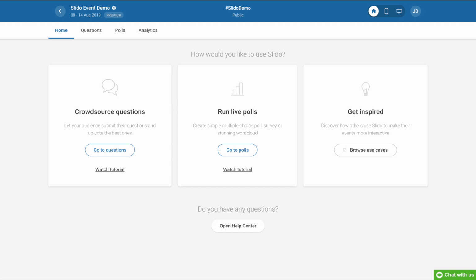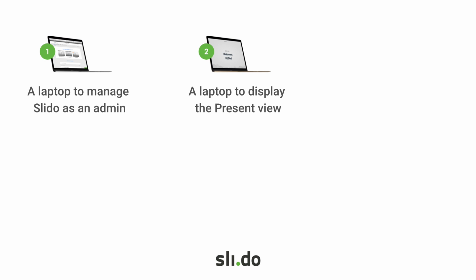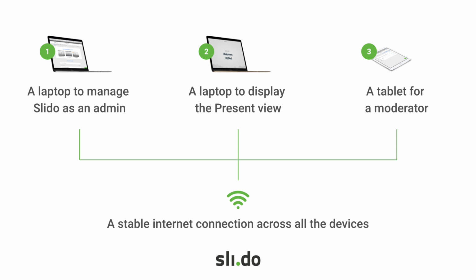To run Slido at your event, you will need a laptop or tablet to manage Slido as an admin, a laptop from which you will display the present view with the top questions and polls, and a tablet for the event moderator to review and read the questions. An important reminder here, since Slido is a web-based tool, make sure you have a stable internet connection on every device.